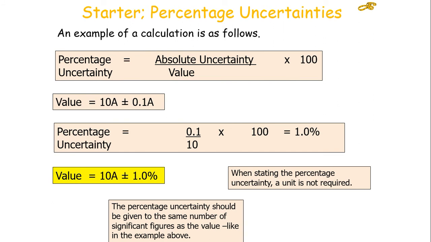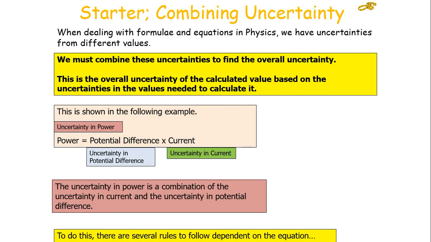So an example of a percentage uncertainty calculation is as follows. If we have a value which is 10 amps plus or minus 0.1 amps, so we take our absolute uncertainty 0.1, we divide it by our value 10, we then times it by 100. Okay, so we go 0.1 over 10 times by 100 is 1% or 1.0%. So our value is 10 amps plus or minus 1.0%. Now again, remember, when stating the percentage uncertainty, we don't need to have a unit because it's a percentage.